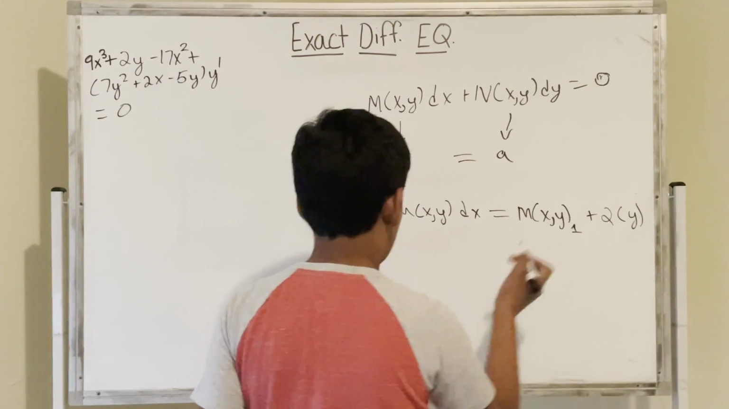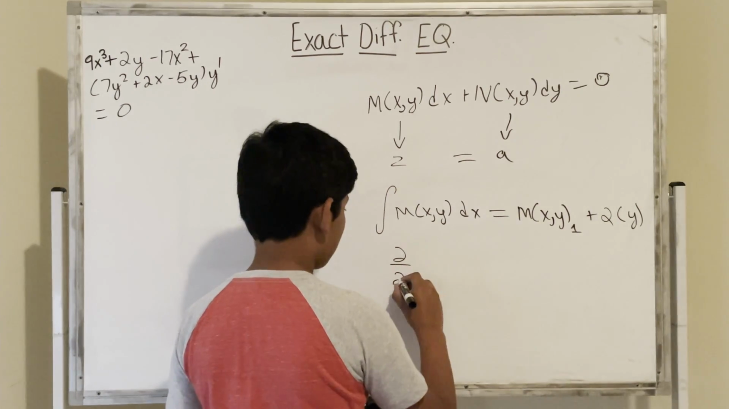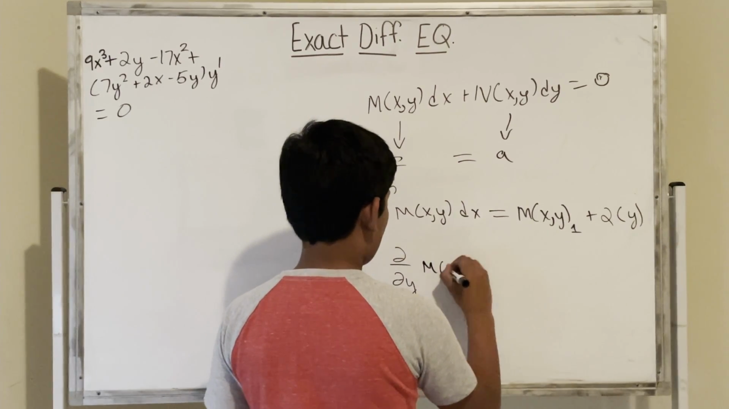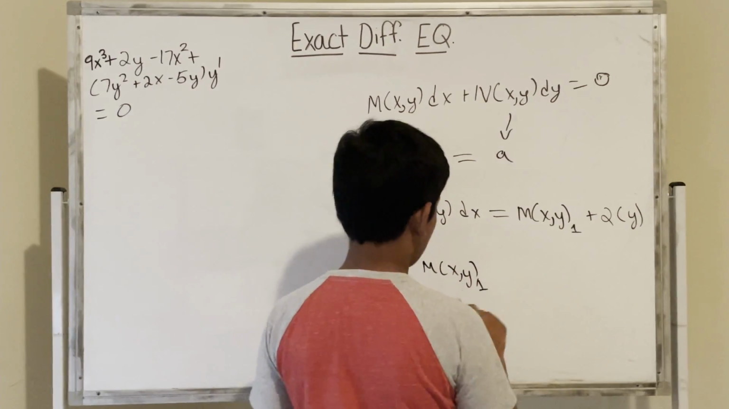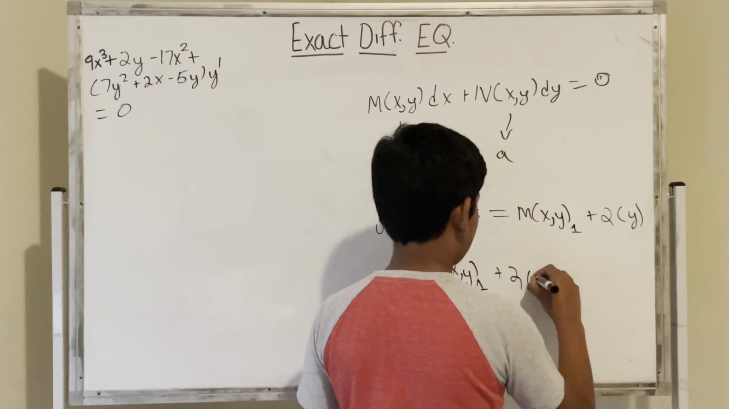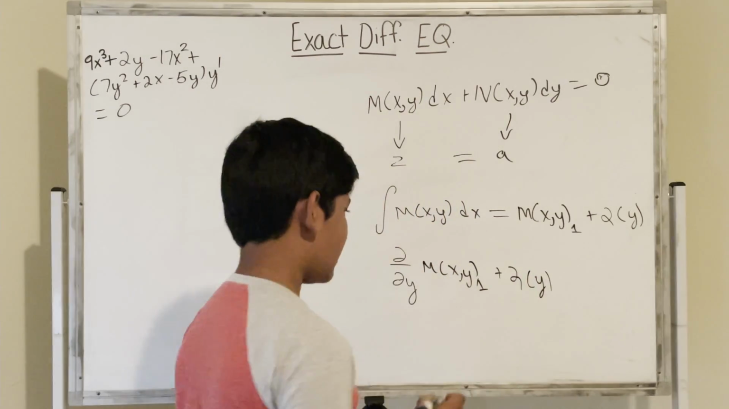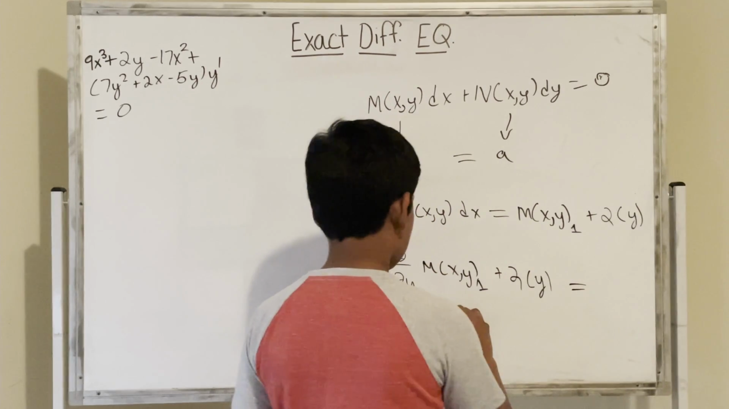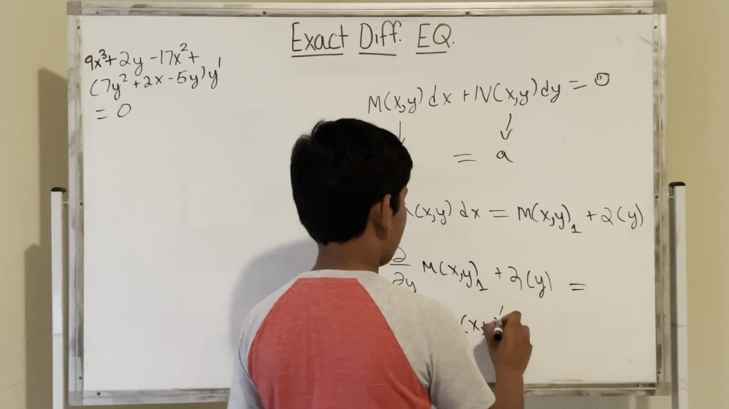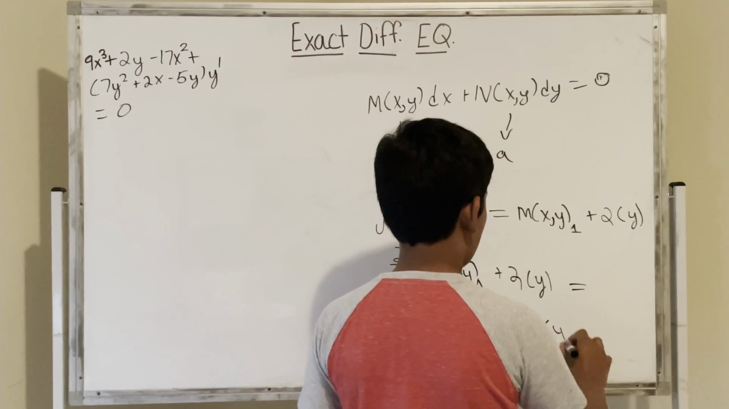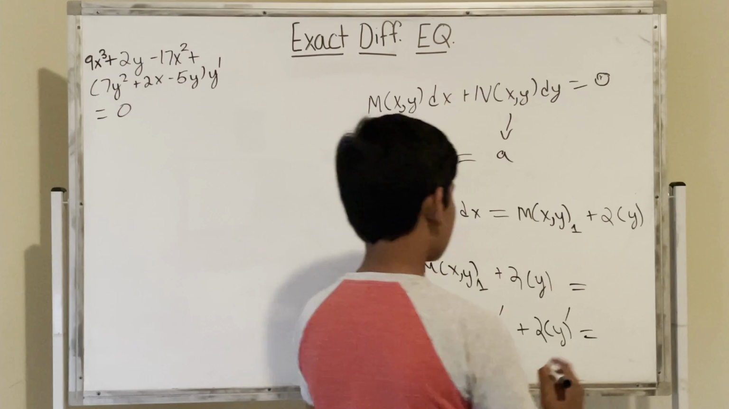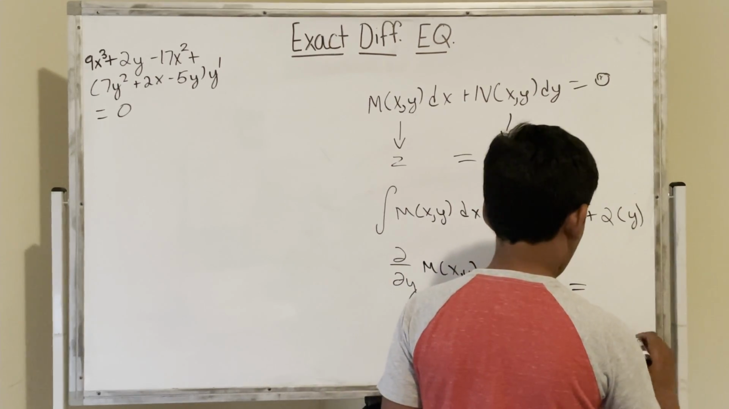we're going to now use this other method. We're going to take the partial derivative with respect to y of M of x comma y sub 1 plus phi of y. So now that we have done this, this will just be equal to M of x comma y sub 1 primed plus phi of y primed. And this is going to be equal to N of x comma y.